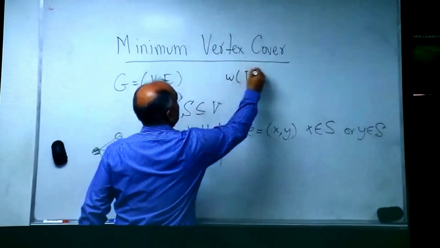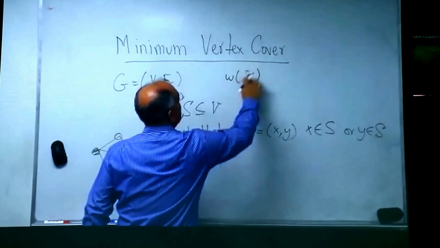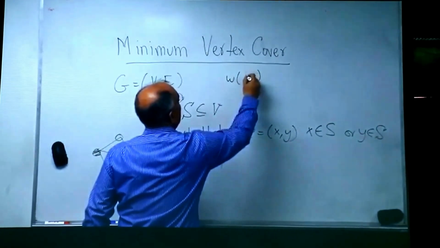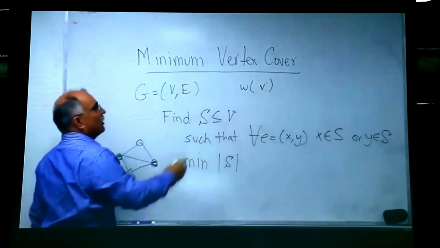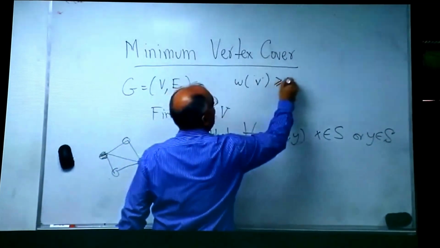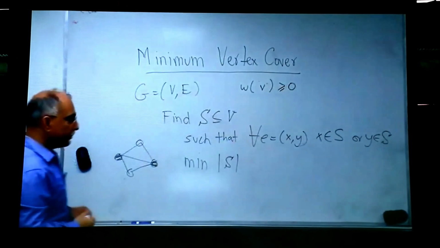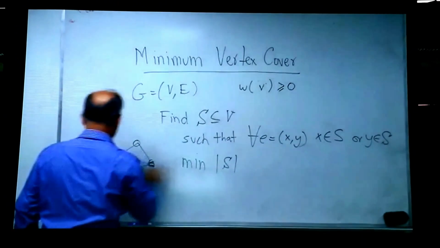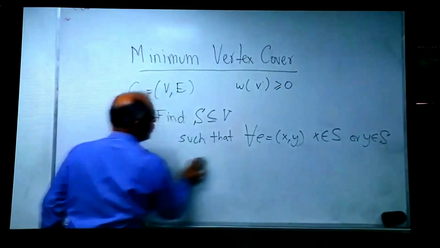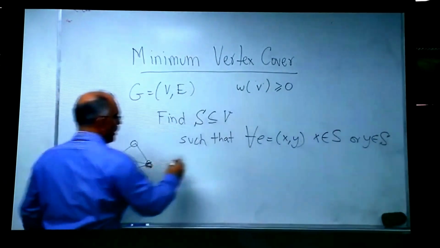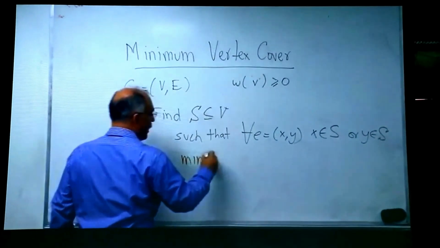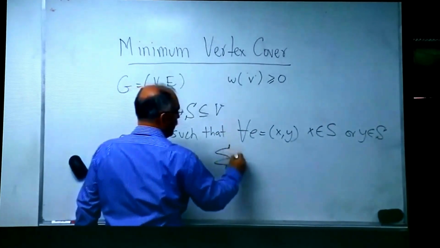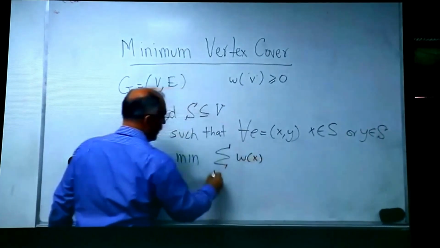So there is a weight function associated with every vertex v. I write a little v to denote vertices. Let's assume for simplicity these weights are non-negative. And then rather than minimizing the cardinality of S, the goal is to find the subset S to minimize the sum of the weight of all vertices in the set S.